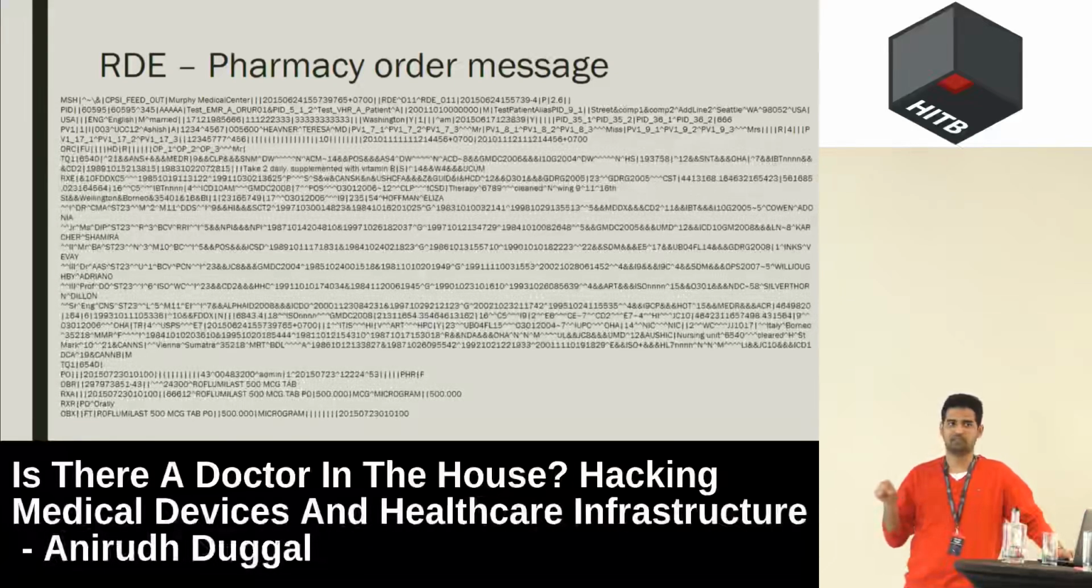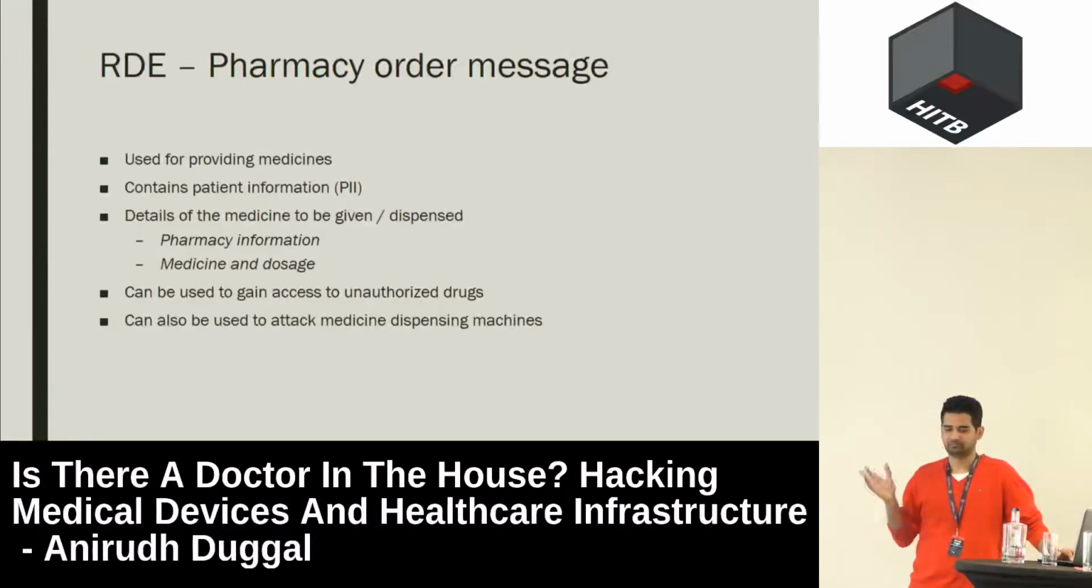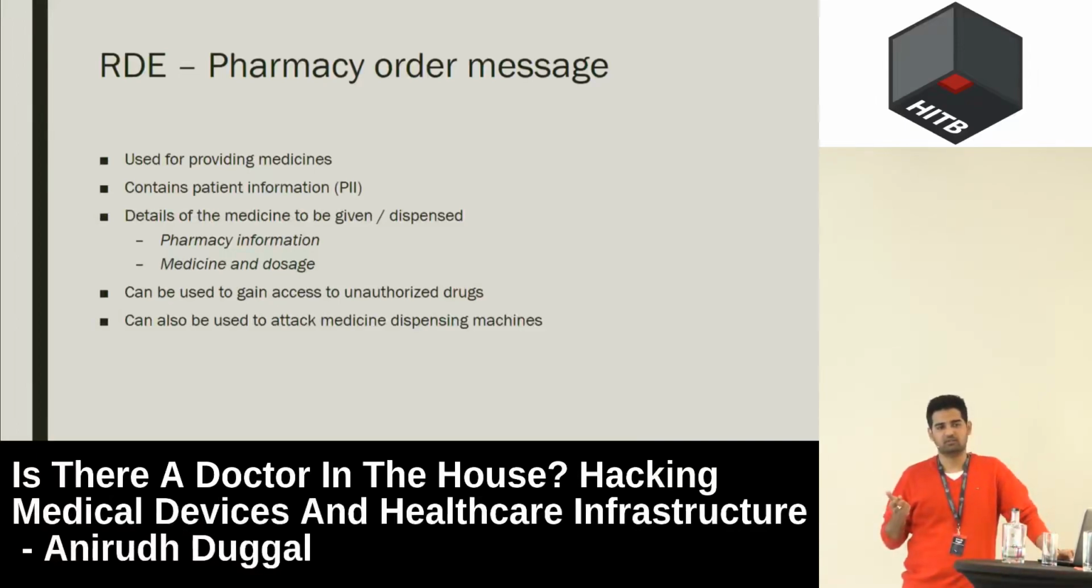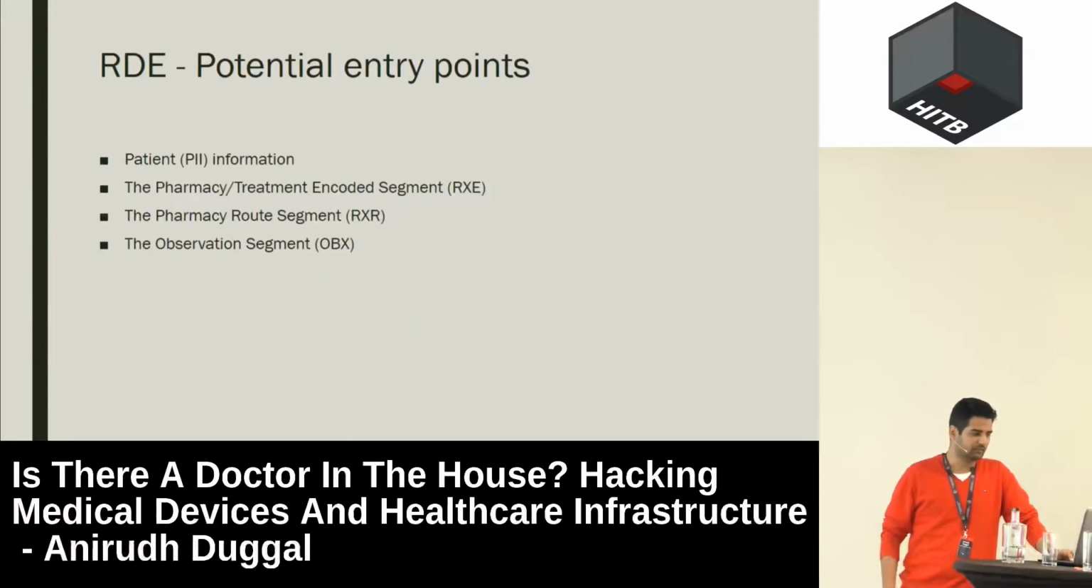So some countries have machines that can dispense medicines, and if you probably want to see if you can get access to other drugs, you can try changing this message, right? And so again, this contains information on providing medicines, pharmacy information, medicine dosage. In the US, it contains information of the provider also. So again, that is also a sensitive message that you can use as a proof.